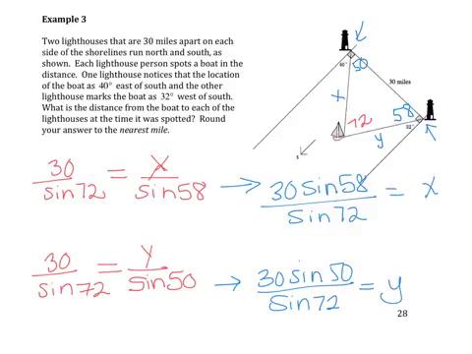So 27 miles, because we're asked to round to the nearest mile, is the first value. And for the second value, y, it is 24 miles.